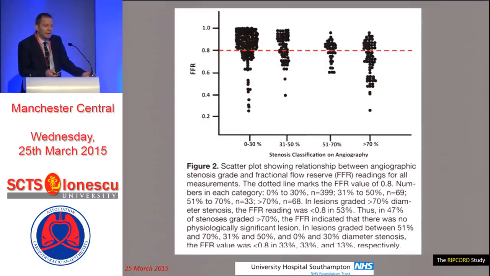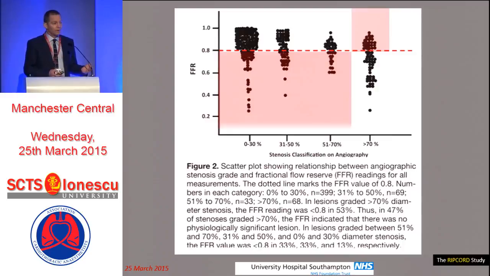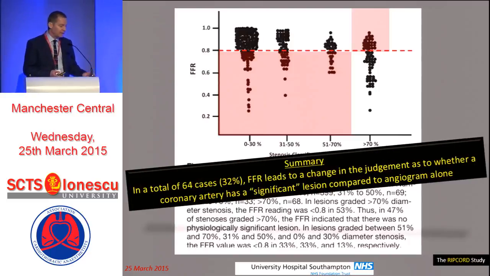On the y-axis, we've got the FFR. Above that red dotted line, the FFR is not significant, and below it, it is ischemic. And on the x-axis, you have degrees of angiographic severity. So in these patients here, the lesions look tight, but they are not ischemic. And probably more worrying, in these ones, the lesion doesn't look tight, but it definitely is ischemic. And it's a lot of the patients, isn't it, where you can't really tell. In fact, it was 1/3 of the lesions.